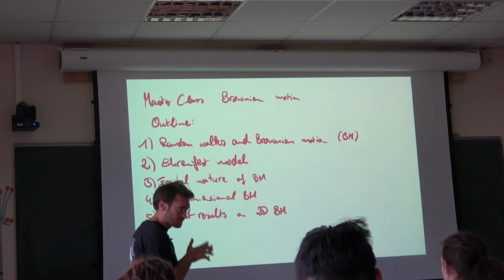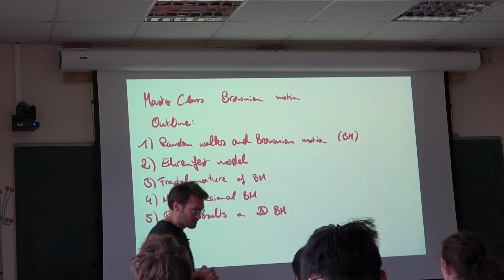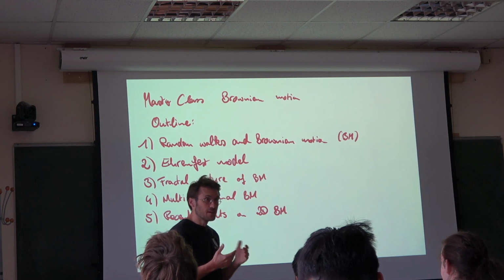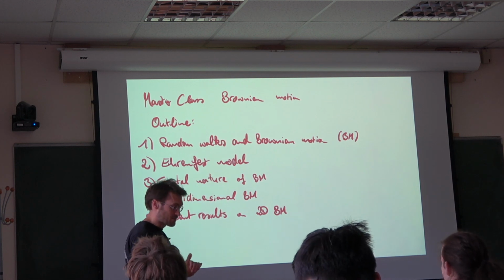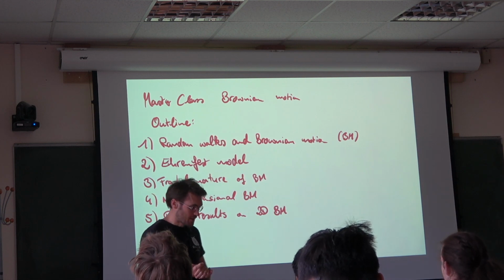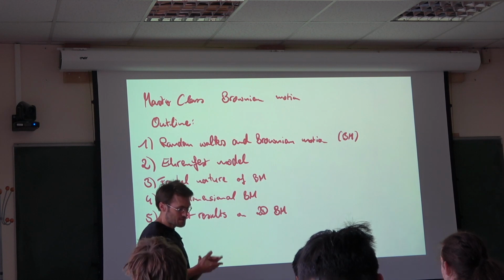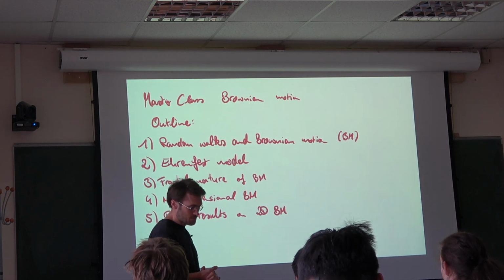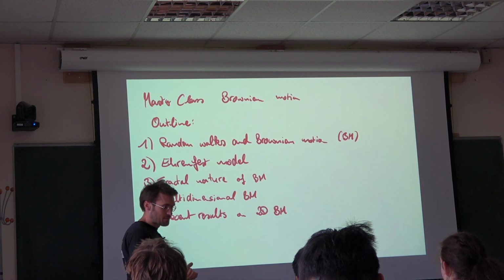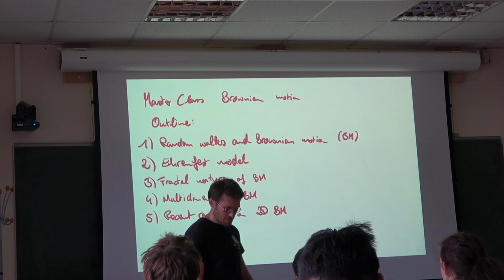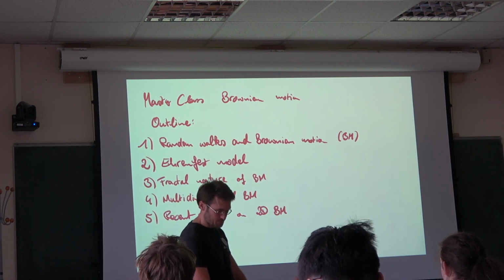And then we will see some finer details on Brownian motion. There is lots of fractal structure in Brownian motion, and that's the third part. And then the last two parts are about multidimensional Brownian motion and in particular 2D Brownian motion.